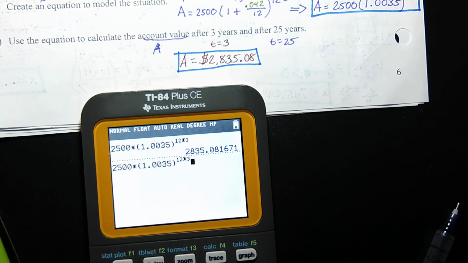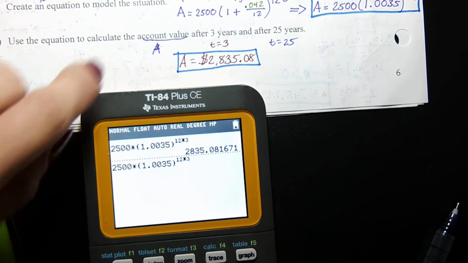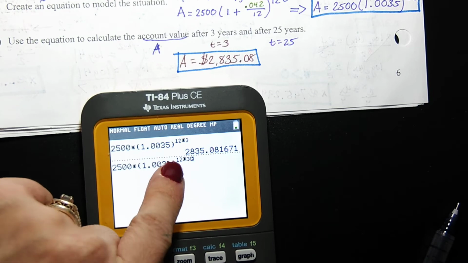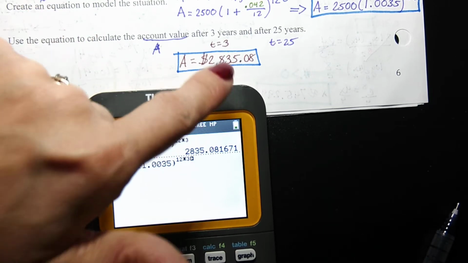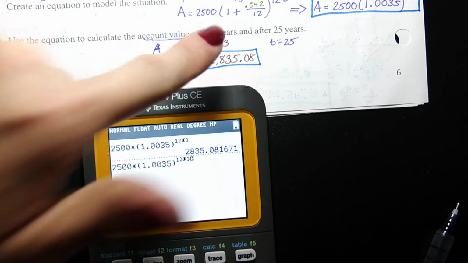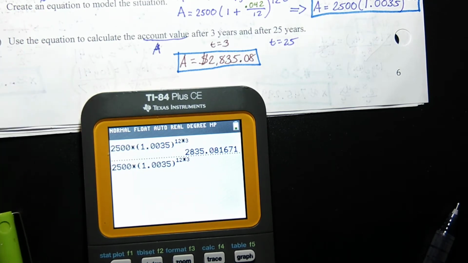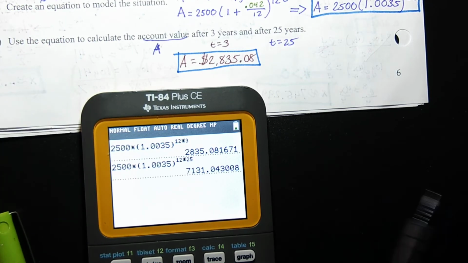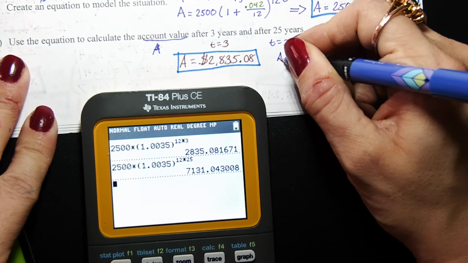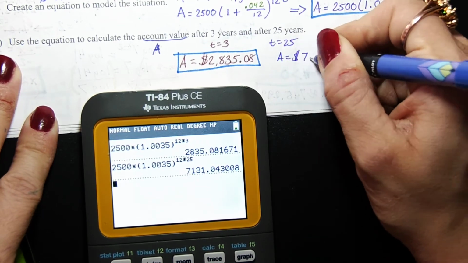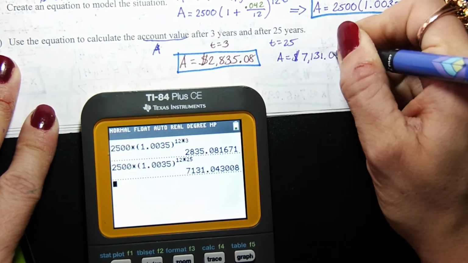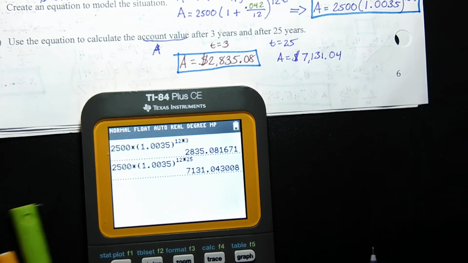Second, enter. And now being careful, because I already had someone today try to replace the 12 with 25. We want to replace the 3 or the year with 25. And that will give us our other dollar amount of $7,131.04.